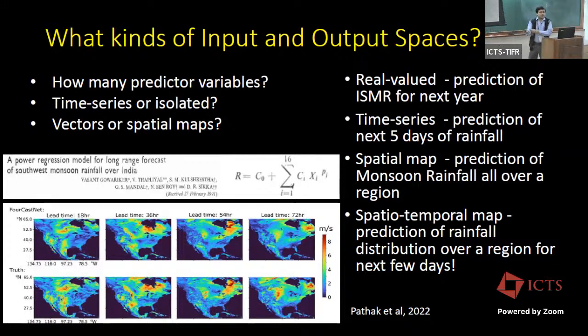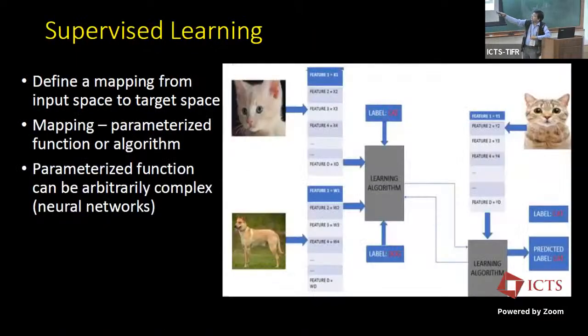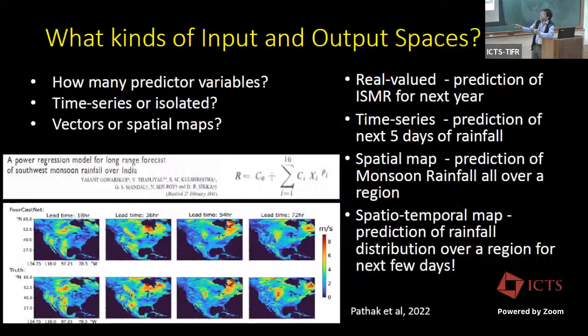Now, specifically when we are talking about the context of climate, or even more specifically the context of monsoons, these are some of the questions you may want to ask. First of all, how many predictor variables? By predictor variables, I mean the feature vector. Your feature vector, as I mentioned, is a d-dimensional vector. So what is your d, and what are the specific features that you are looking for?